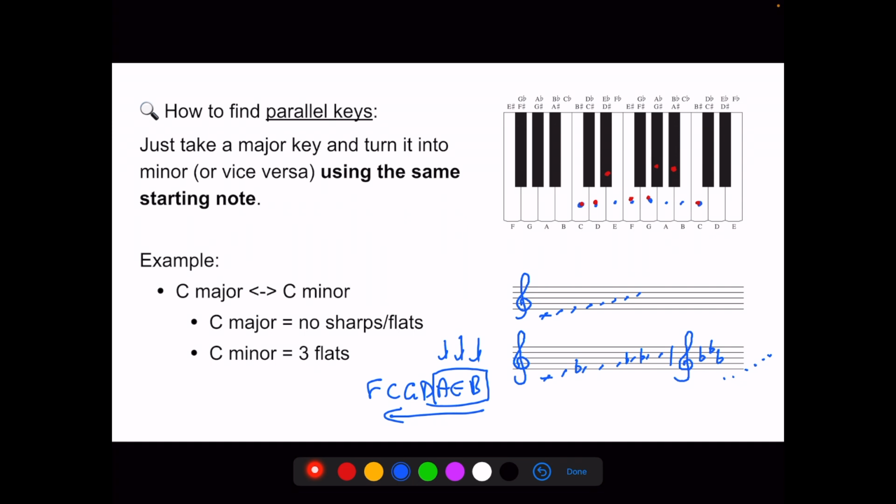Okay, so remember, parallel means same starting note. It's like day versus night, right? It's the opposite, the parallel. So D major, D minor, E major, E minor, D flat major, D flat minor. That's parallel. And they would have different key signatures, but the same starting pitch.